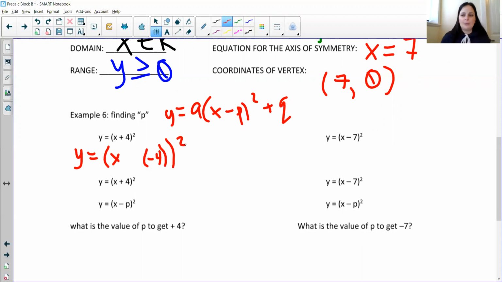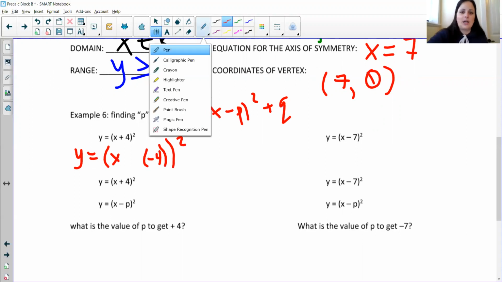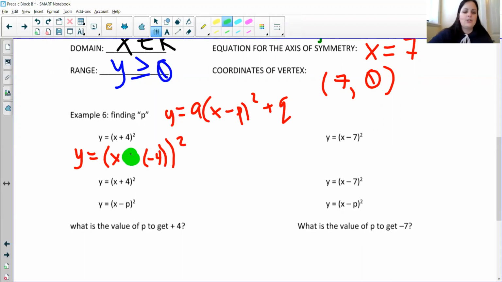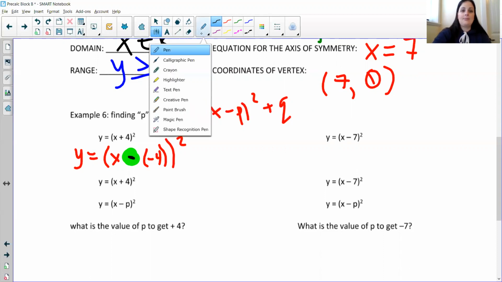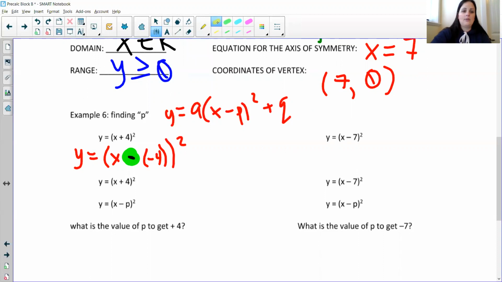What symbol do you have to put in front? What symbol, and I'll highlight it because you can't see me pointing, what symbol do you have to put there to make that still equal to x plus 4? And the answer is you have to put a negative, okay? Because x minus -4 becomes x plus 4.